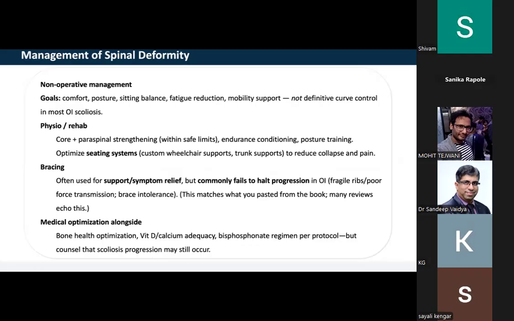Some exercises for core and paraspinal strengthening within safe limits. Endurance training, posture training is encouraged. Maybe custom wheelchairs can be provided for them. Bracing is often going to fail to halt the progression due to fragile ribs, poor force transmission, and intolerance to the brace, but it can still support function and provide some sort of comfort to the patient.